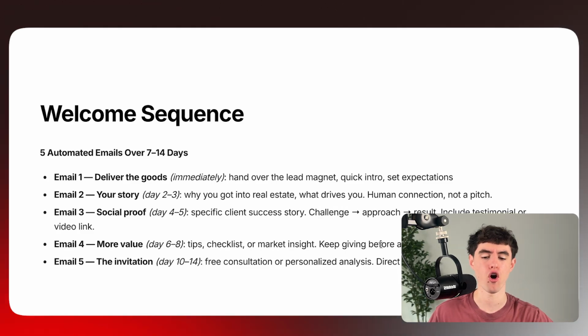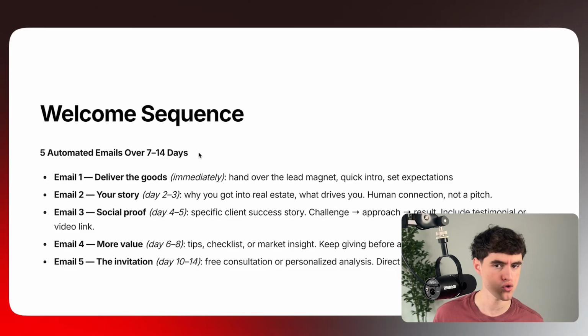And these are 5 automated emails over the course of 7 to 14 days. This is what I've noticed. This isn't too crazy. This isn't overloading somebody with 20 messages a day. It's just enough to build trust, keep you top of mind, and provide good value. So the first email obviously is delivering the goods: hand over the lead magnet, the quick intro, and you want to set expectations of what you're going to be delivering.